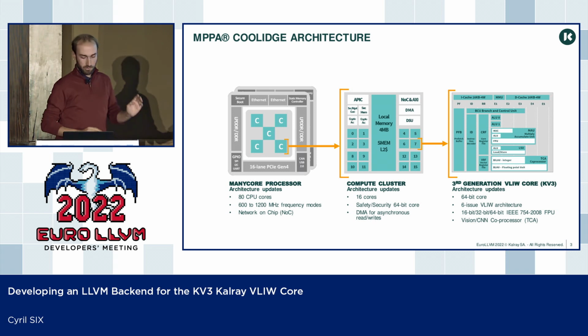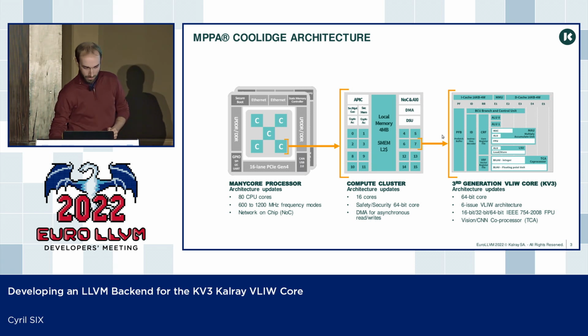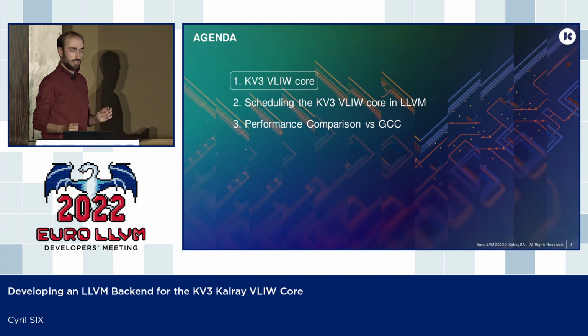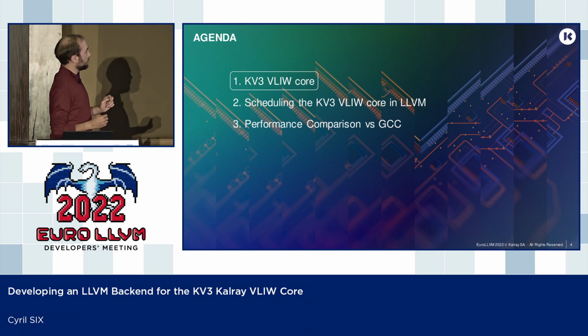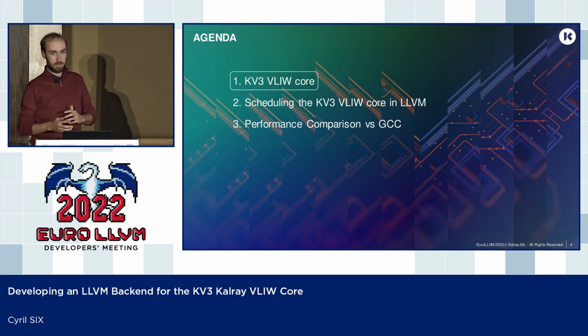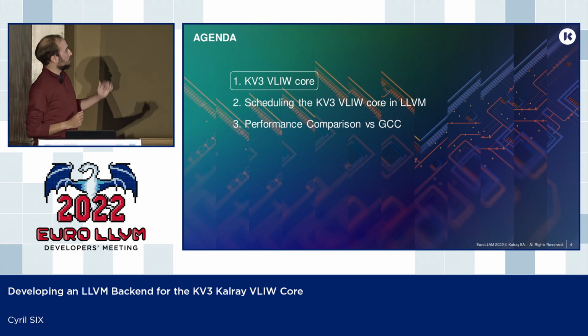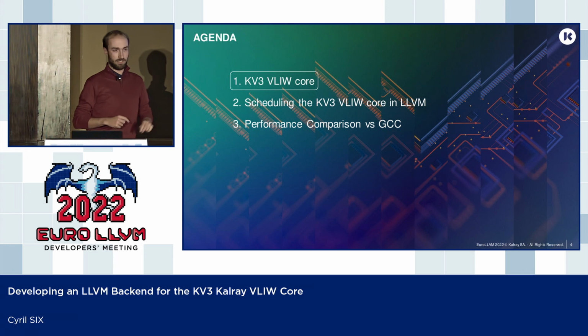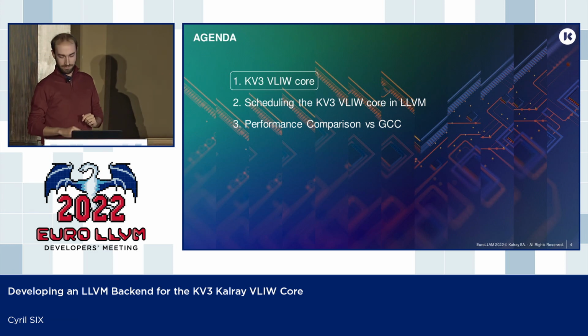But as a compiler guy, I'm mostly interested in the VLIW core, because that's what LLVM is going to generate code for. I'll start by presenting the VLIW core and its specificities from a compiler point of view, so what is interesting to know for the compiler. Then I'll detail the scheduling part, how we handle this, and how we can make it better. And then I'll do some performance comparison versus GCC. That will be more general than just scheduling. It's just a few examples that we stumbled upon.